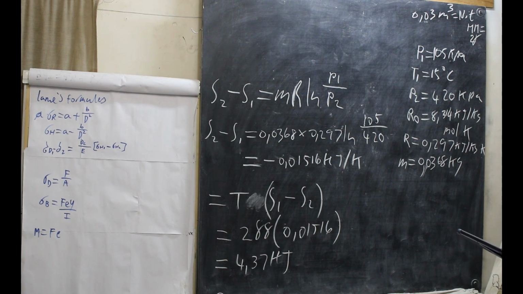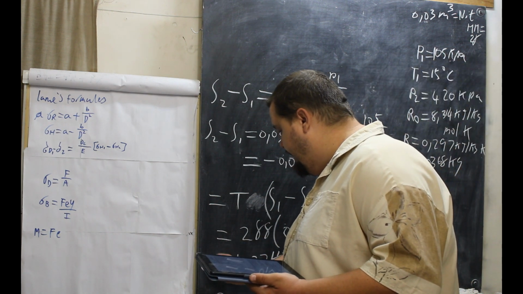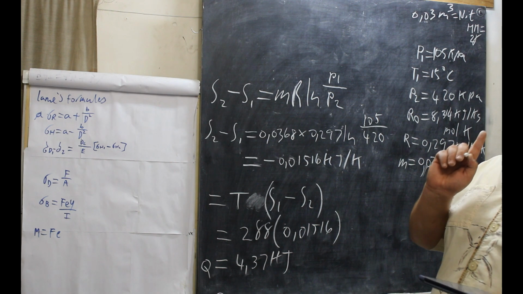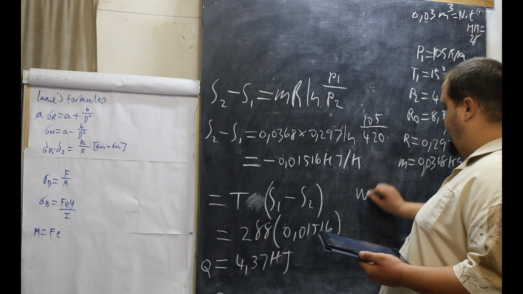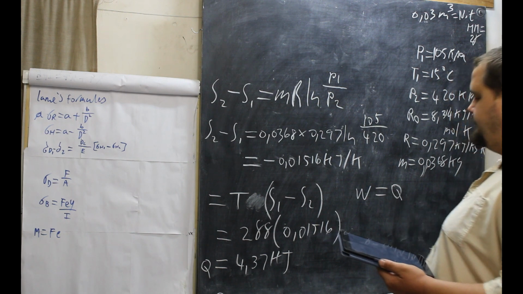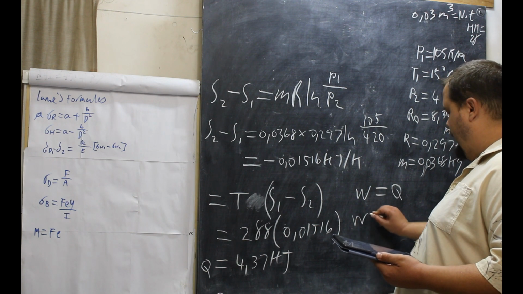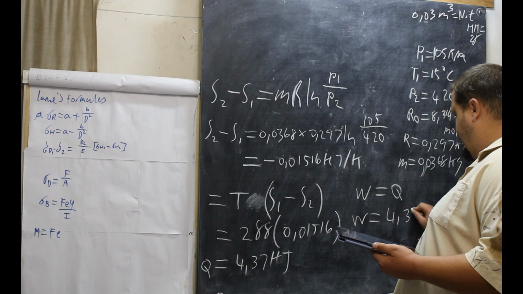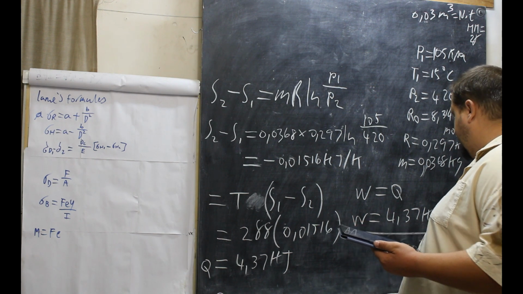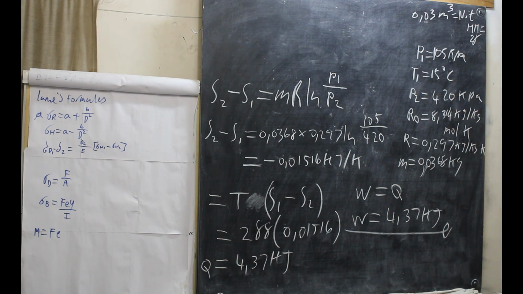Now, as we have discovered when we first started this whole section, or started Power Machines N6, we learned that heat is work and work is heat. So technically speaking, if this is equal to Q, then by reason W equals Q. By reason. So they want the work done. The work done is 4,37 kilojoules. That is the work done.